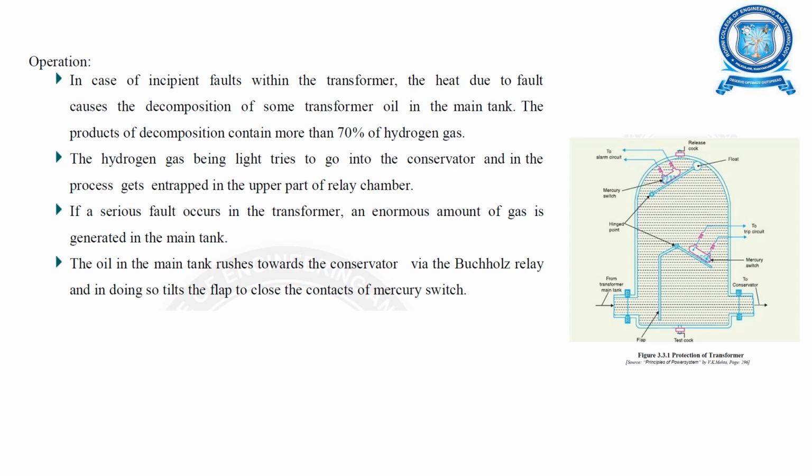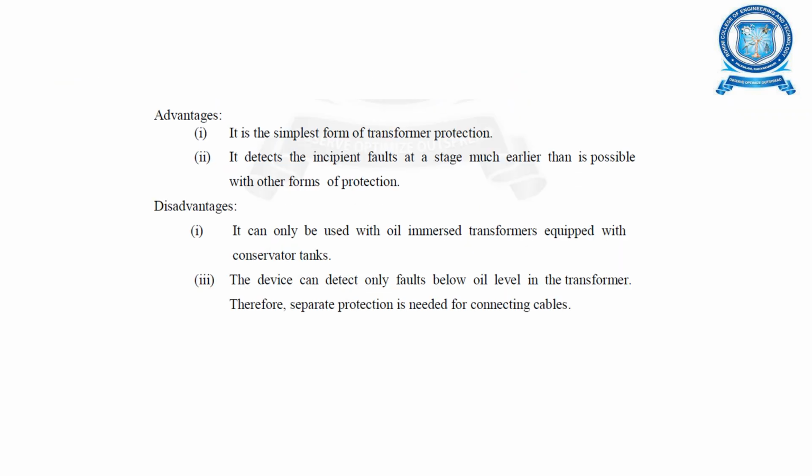Here is the diagram of the protection of the transformer, which has an alarm circuit, mercury switch, conservator, and the two trip circuits. The main advantage is that it is the simplest form of transformer protection. It detects incipient faults at an earlier stage than is possible with other forms of protection. The disadvantages are that it can only be used with oil immersed transformers, and the device can detect only faults below the oil level in the transformer.